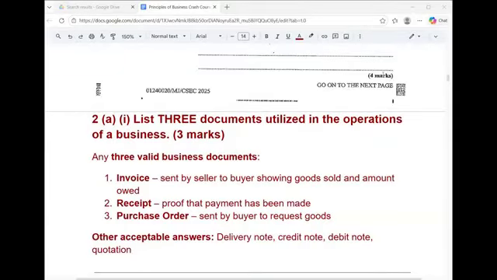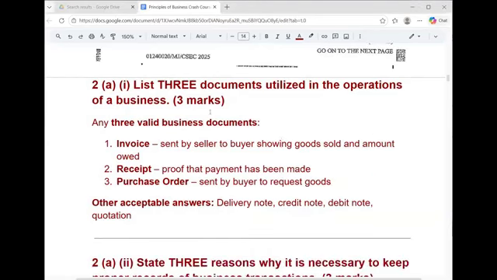Here we go. So, the first part is to list three documents utilized in the operation of a business. Of course, any three would work.